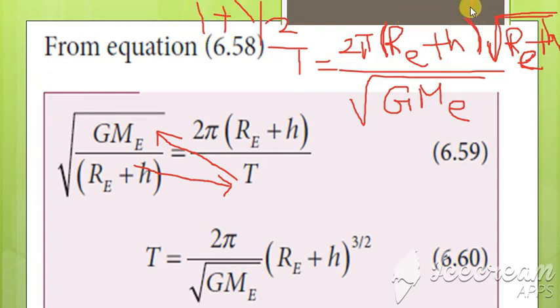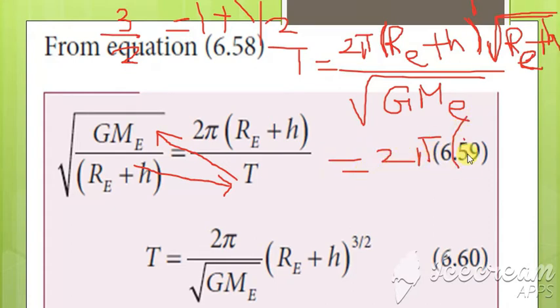1 plus 1 by 2. Okay, so this is 1. This is to the power of 1 by 2. So this can be written as 1 plus 1 by 2. So if we take the LCM of this, we get 3 divided by 2. Okay, and so we are writing this as 2 pi as it is.